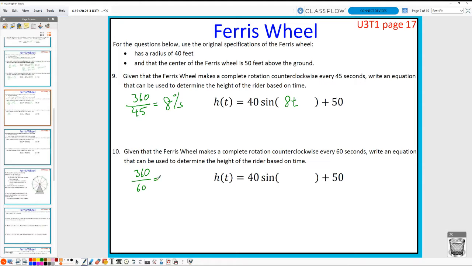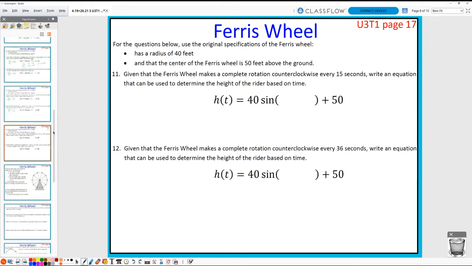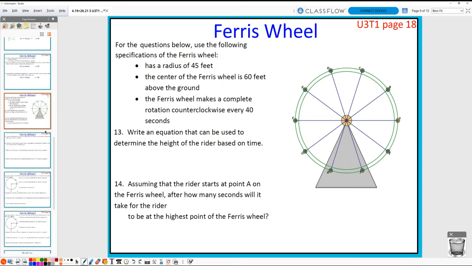But the important thing here is being able to use this concept along with my previous concept, putting them together. Okay, and the last one, I'm not going to do the same thing again. I'm just going to do 360 divided by 15 and then 36.